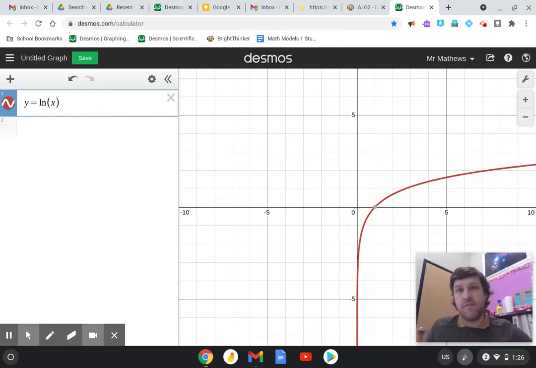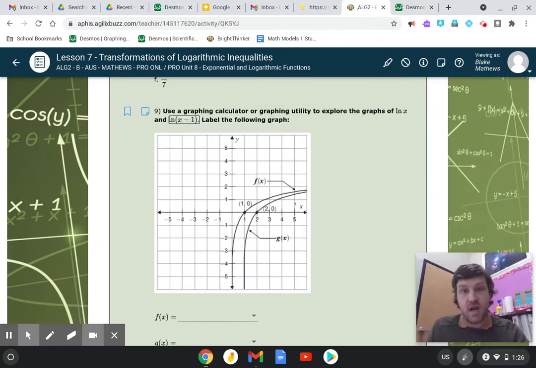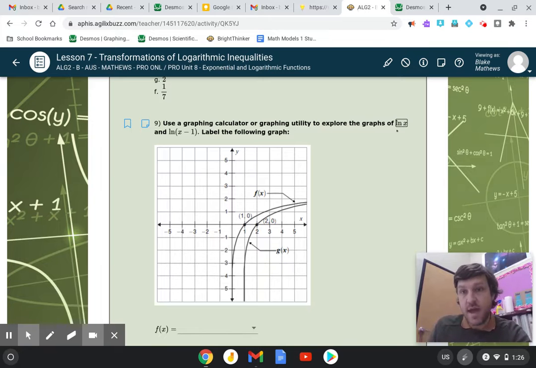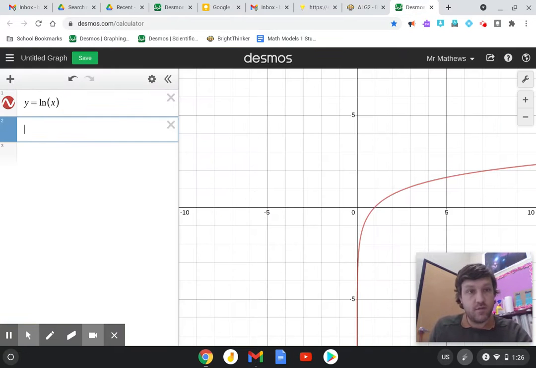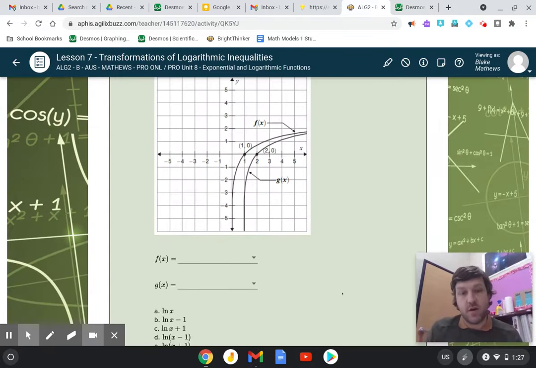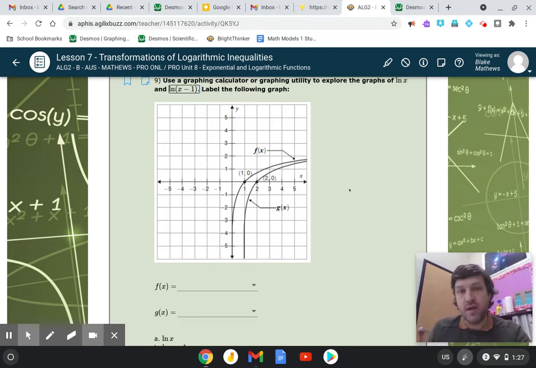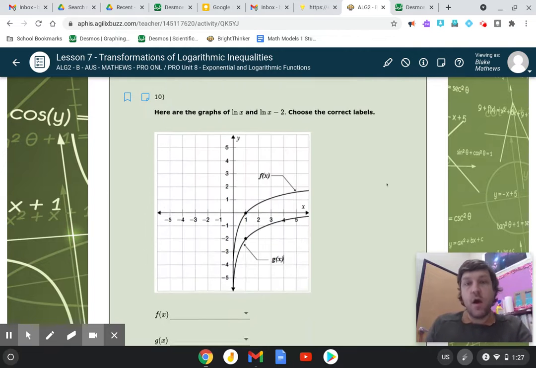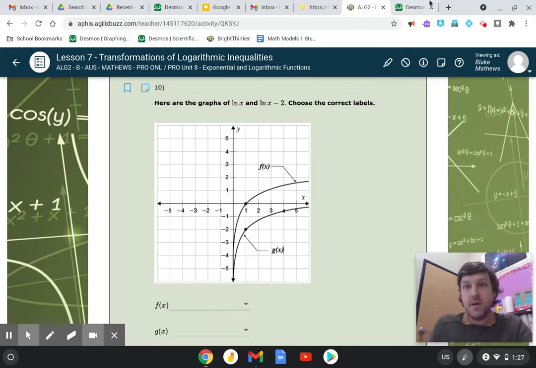So there's my original graph. That's the graph of ln x, natural log, and then there's natural log of x minus 1. So let's do that. Y equals natural log of x minus 1. Okay, so you see the red is the x, the blue is the x minus 1. So you just need to choose the graph that corresponds with that. This inner graph is going to be the x, and the outer graph is going to be the x minus 1.